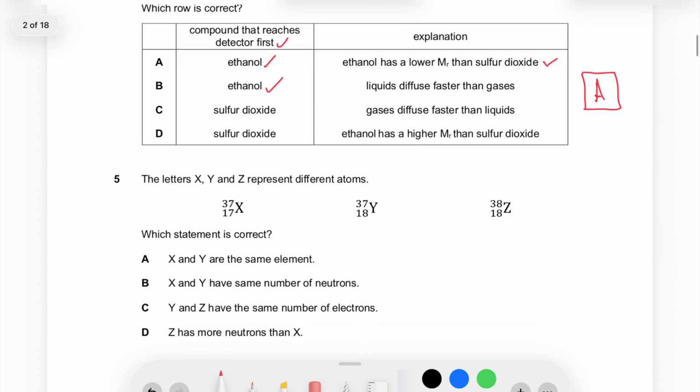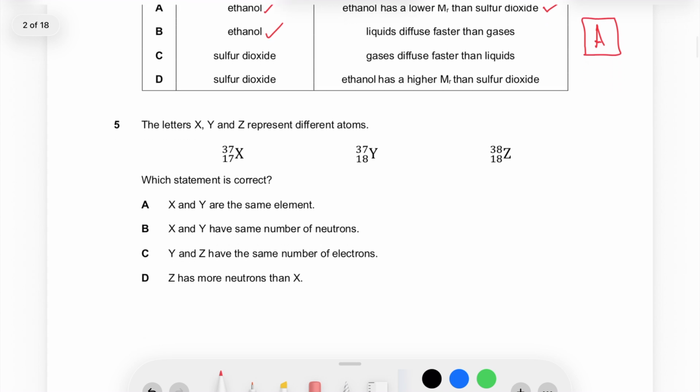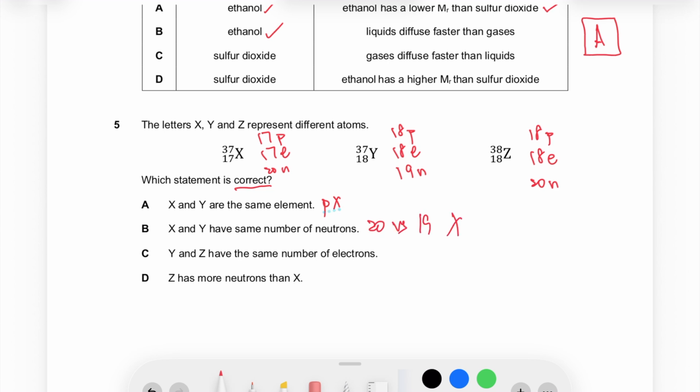Question 5. X and Y protons are different. Do X and Y have the same number of neutrons? No, one is 20, one is 19, so it's wrong. Y and Z have the same number of electrons, both 18 electrons. This is correct. Z has more neutrons than X? Both are 20 neutrons, so 20 versus 20. So the answer is C. For this type of question, you just list down the number of protons, neutrons, and electrons, and then you compare among themselves.